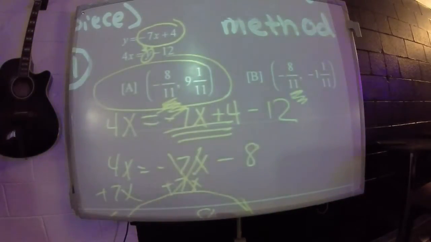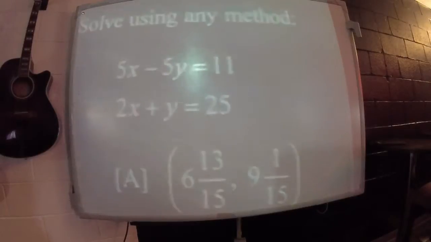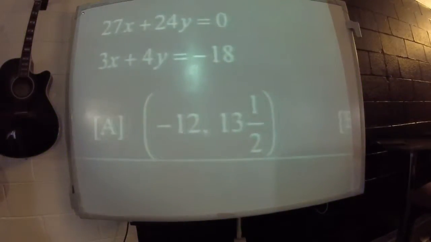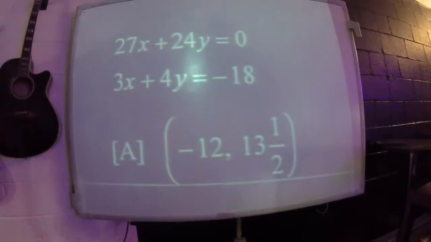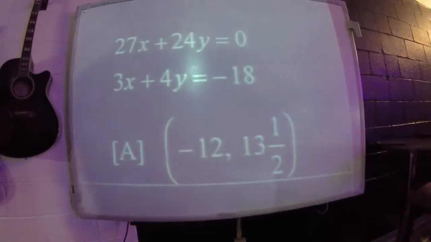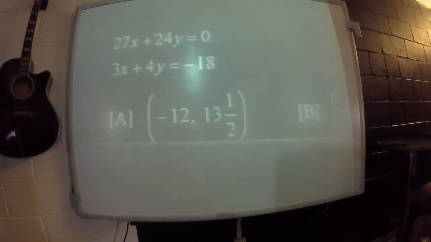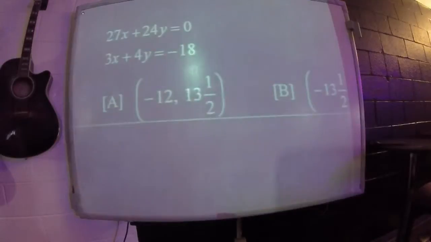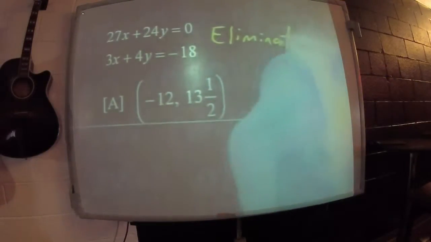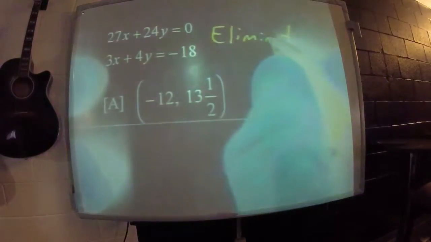All right, let's look at example number 2. Solve using any method. Now, what method do you think works best for here? Elimination. Let's go and write elimination. But while I'm writing it, tell me why elimination works best. Because they're stacked. Yeah, they're stacked. And because we have no x equals or y equals, right?